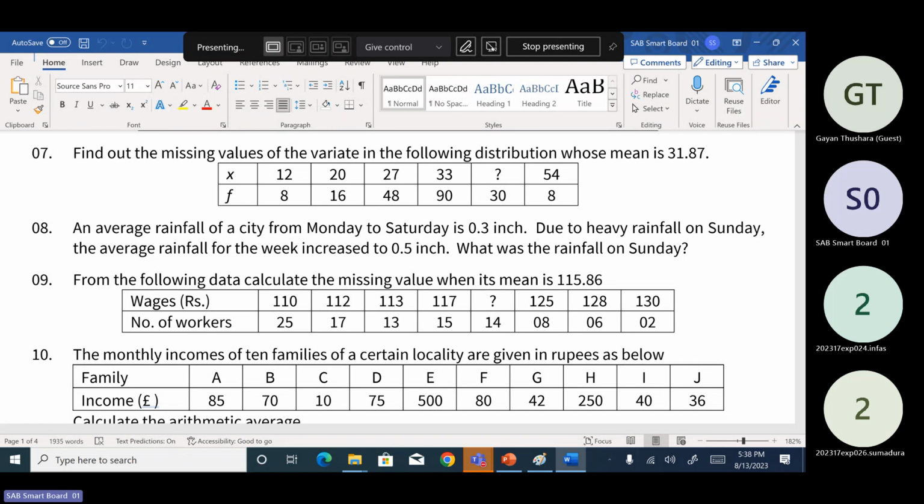Here, find the missing value of the variate in the following distribution. X values are given, corresponding frequencies are given. One value is missing here. The mean value is given as 31.87. So they are asking us to find this missing value. Mean given.